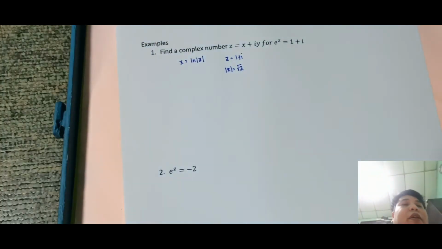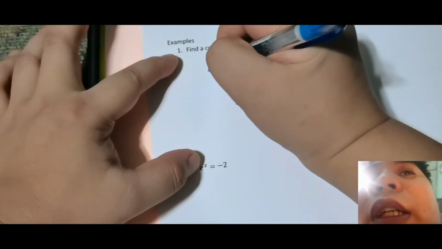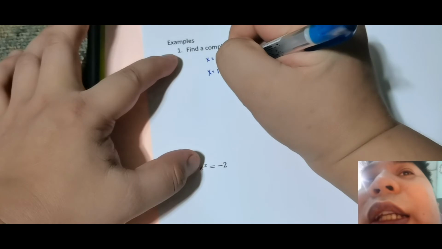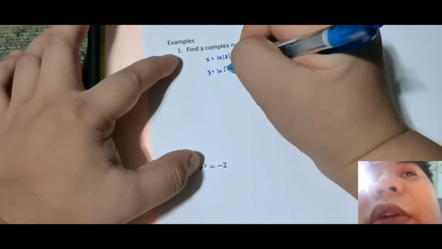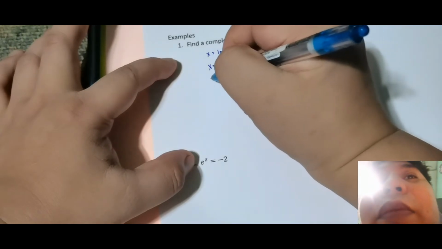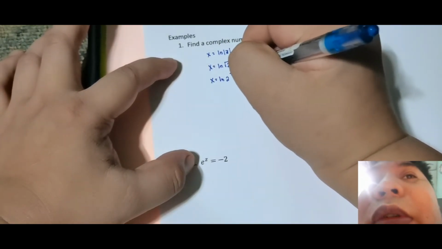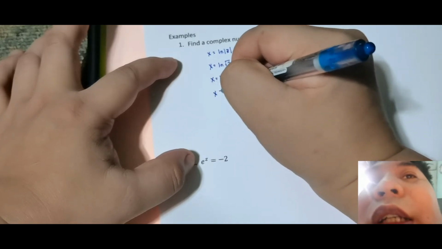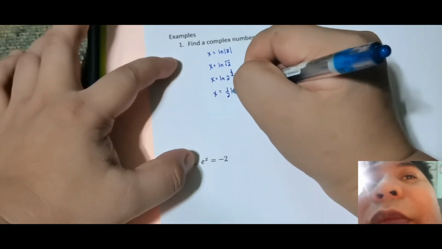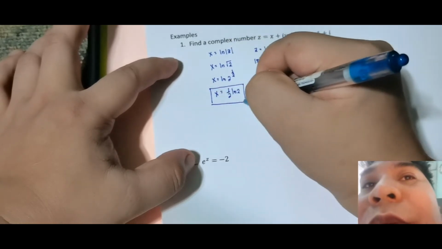Tama ba? That is square root ng 1 squared plus 1 squared, which is square root of 2. So, this is equal sa x equal sa ln of square root of 2. Okay? Note na yung square root of 2 pwedeng maging ganito. x is equal to ln ng 2 raised to 1 half, which is equal sa 1 half ln of 2. So, ito yung value ng ating x.